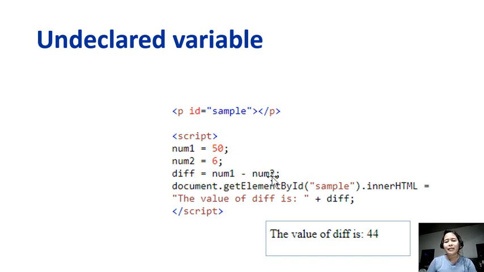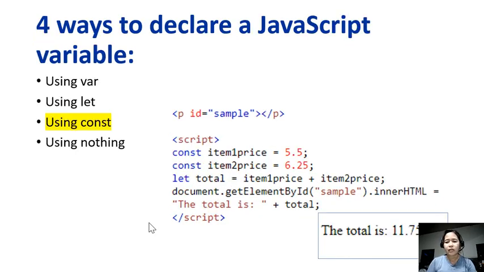So you have here num1 minus num2, that means 50 minus 6. That will be the value of your diff, which is 44. So when you say the value of diff is 44, please take note of what will be displayed in the place of your p tag here. Alright, so this is what happens when you use a variable that is undeclared. So just do this with caution, and I would not recommend this during our exams. You have to explicitly define a variable so that you won't have problems with your code later on.